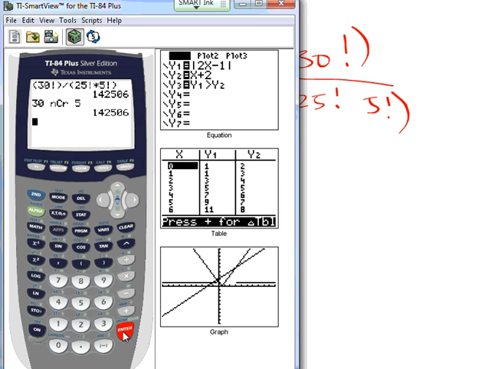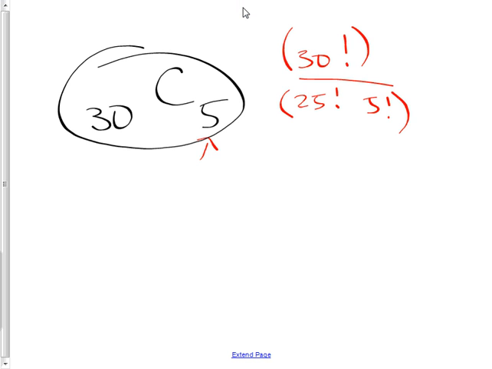All right. So now you know how to do it with a formula. You know how to do it with factorials, and you know how to do it with the button on the calculator called the C button. C for combinations. P would be for what? And which one do you use when order matters? Order patterns. Permutations. Okay, keep that straight. All right.